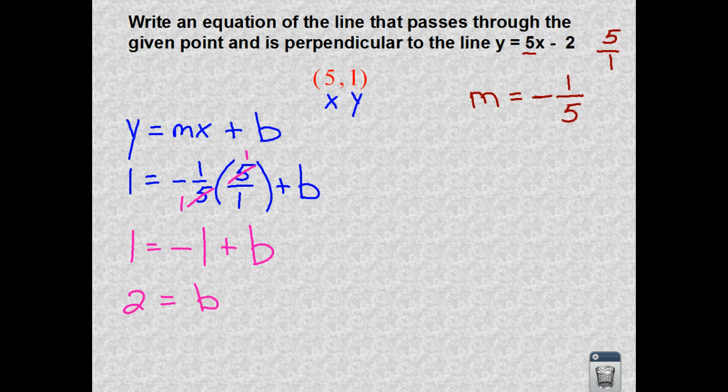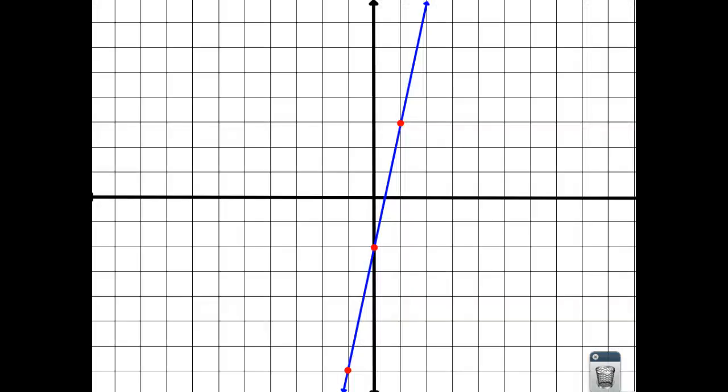And our final equation will look like y is equal to my new slope, which is the opposite reciprocal, and our b. And we're going to go graph that and see how that's going to look in terms of a perpendicular line. So negative 1/5 x plus 2. All right, let's go graph that.